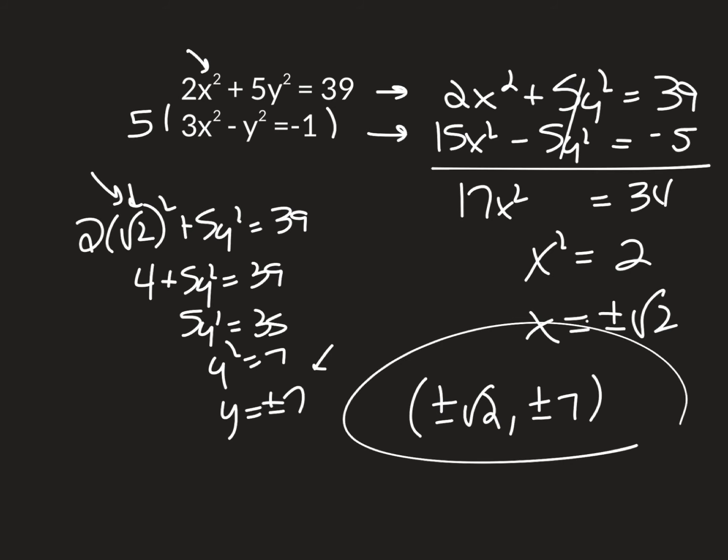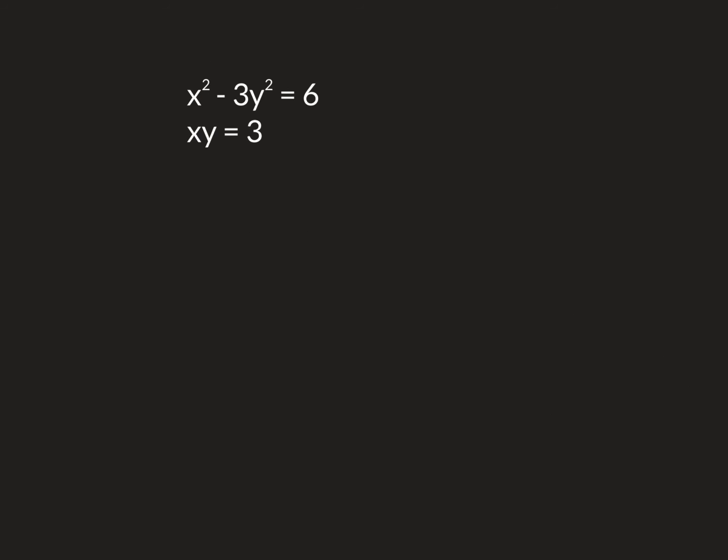Okay, that's elimination. I'm going to show you one more. All right, the last one. Also, this one I cannot do elimination because obviously the first equation has squares in it, the second one doesn't. When you can't do elimination, we're going straight to substitution.